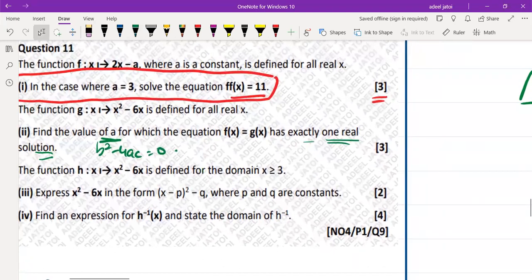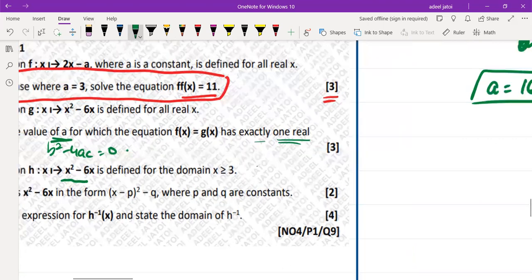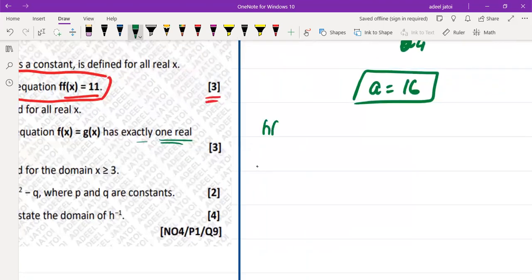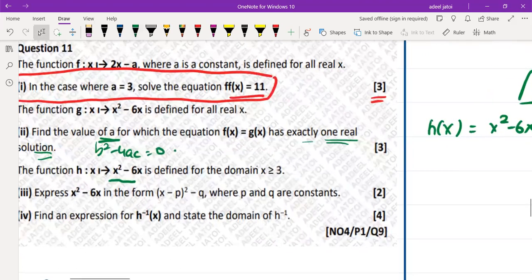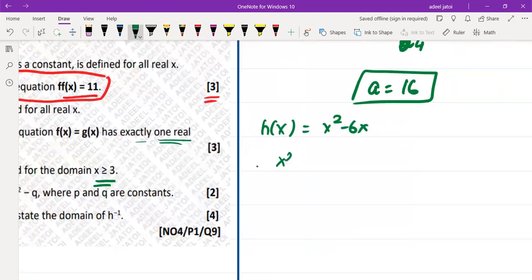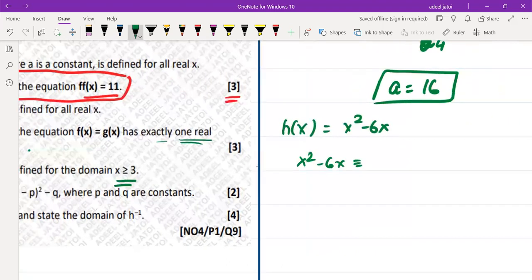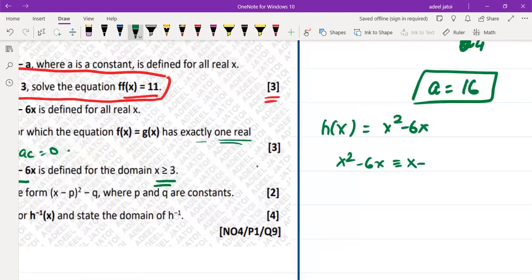Now in the other part, the question says the function h(x) is, now the equation is the same, x square minus 6x, but now the examiner has changed it to h(x). So linking it to h(x), which is x square minus 6x, the question clearly identifies that the domain is x is greater than or equal to 3. Express x square minus 6x in the form x minus p whole square minus q.